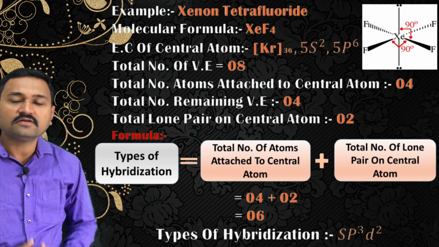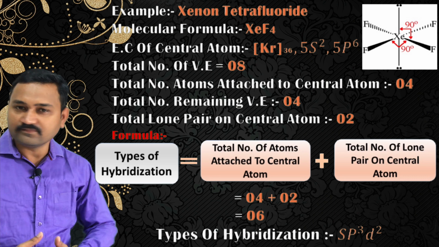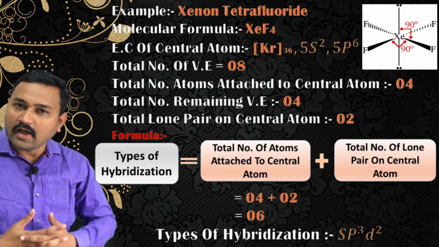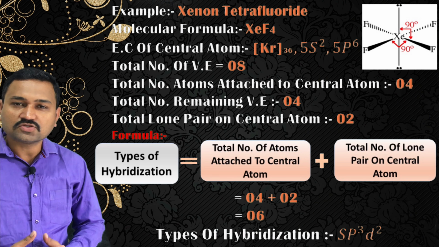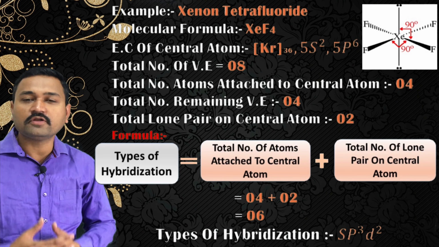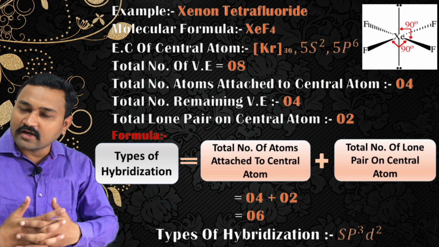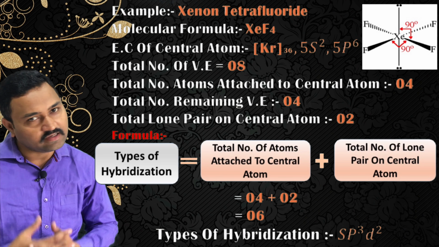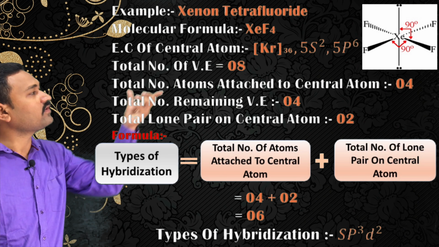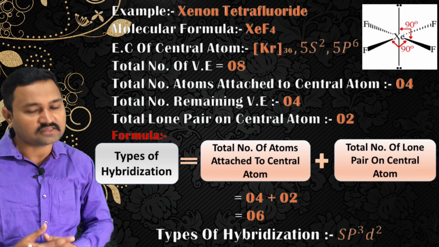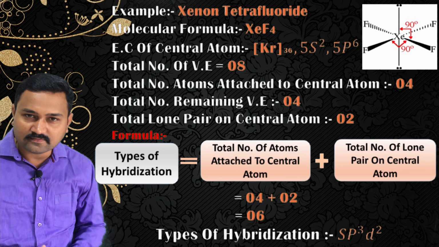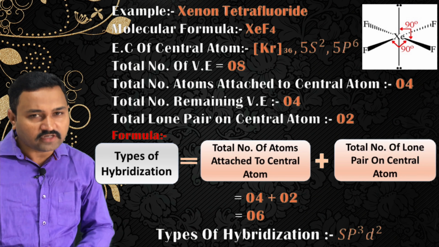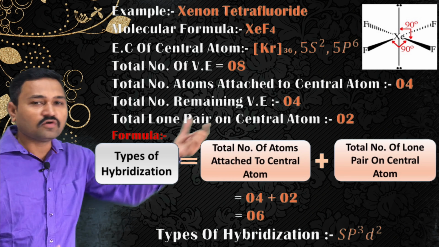So if we consider the electronic configuration for the central atom, that is xenon, that will be equal to krypton 36, 5s2 and 5p6. So 5s and 5p contribute to the valence shell, and the electrons that are present within the 5s and the 5p will be the valence electrons. Hence, the total number of valence electrons in the central atom, that is xenon, will be equal to 8.